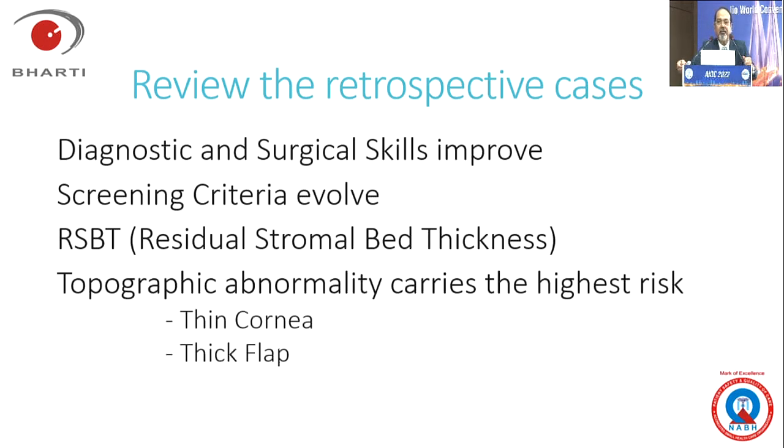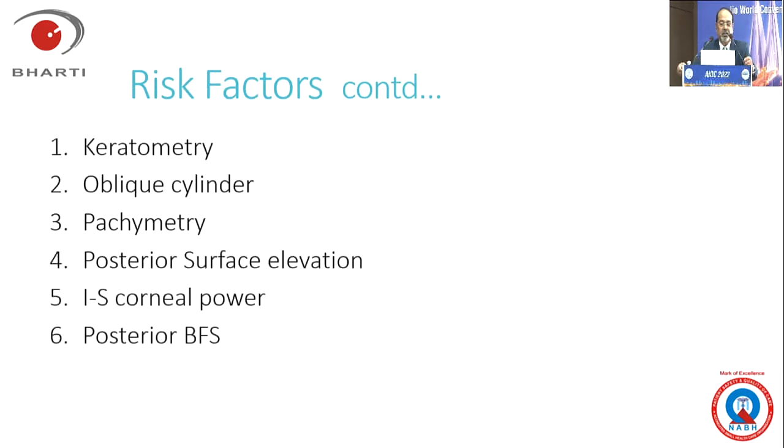So the idea from where we got this idea of how to investigate for the ectasia, we reviewed the retrospective cases, and with review of the retrospective cases, there was diagnostic and surgical skill improvement, screening criteria evolved, and residual stromal bed thickness was given sufficient importance, and topographic abnormalities, where there is a topographic abnormality, there is a possibility of ectasias post-operatively, like thin corneas and thick flaps were another factor which led to the ectasias.